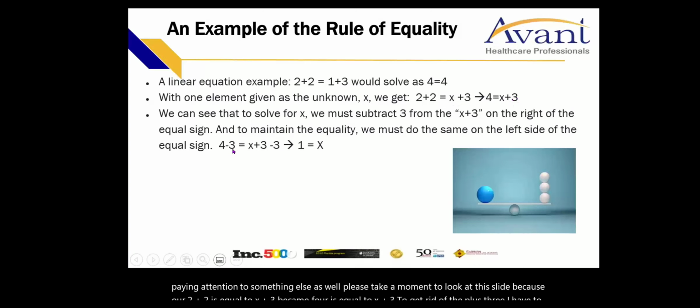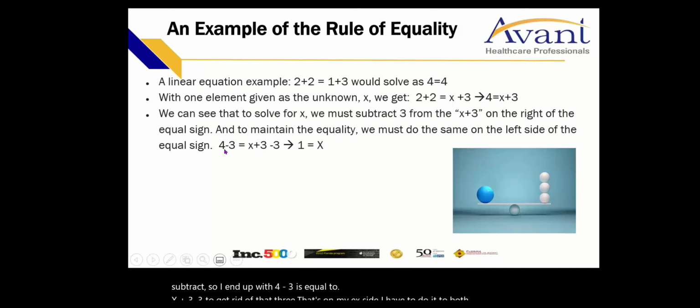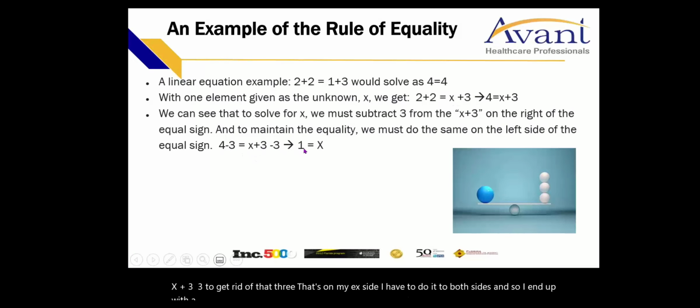So I end up with 4 minus 3 is equal to x plus 3 minus 3. To get rid of that 3 that's on my x side, I have to do it to both sides. And so I end up with a solution then that is 1 is equal to x, because 4 minus 3 is 1, and 3 minus 3 is 0, so x plus 0 is x, right? So that's how we get there.